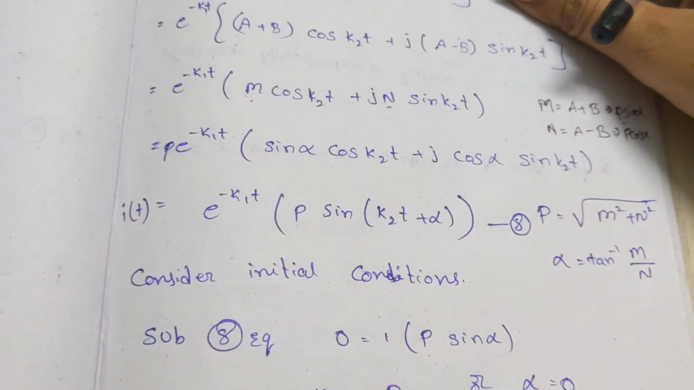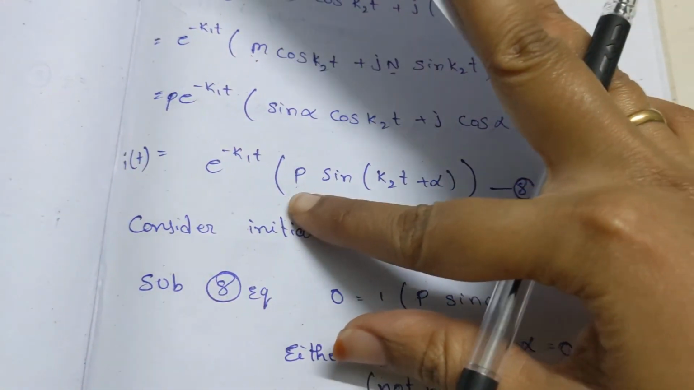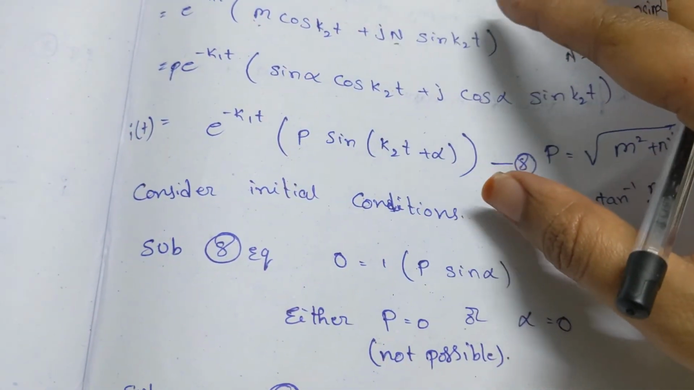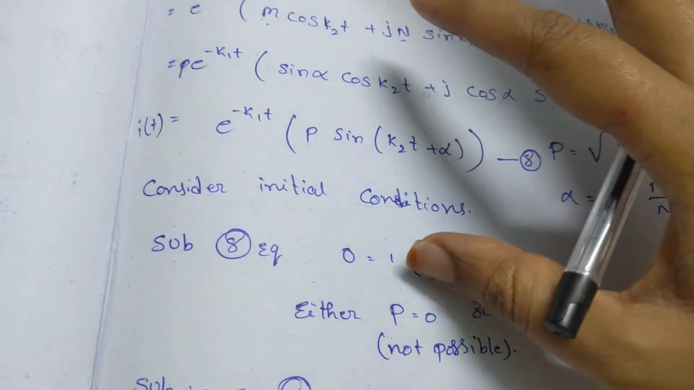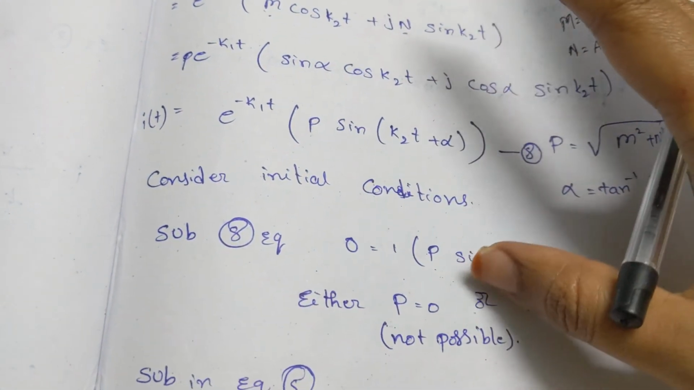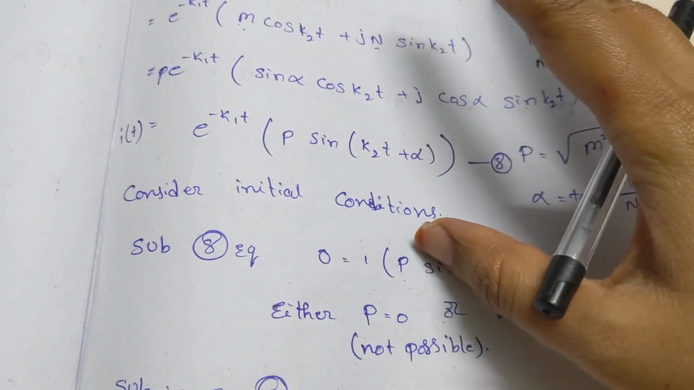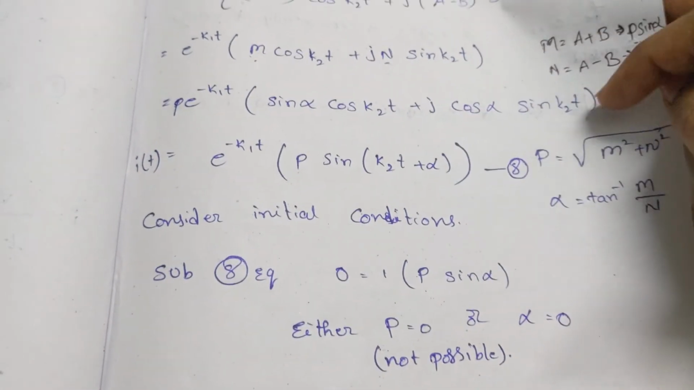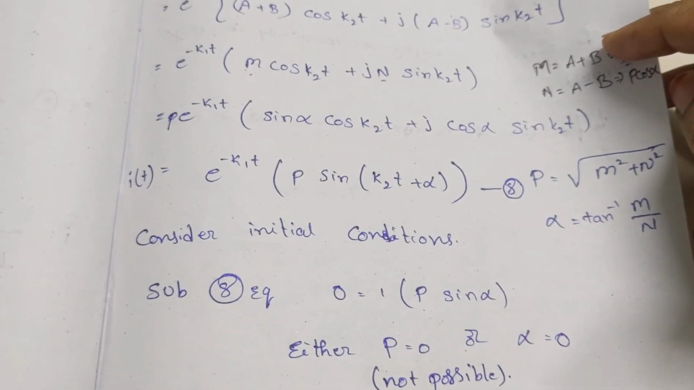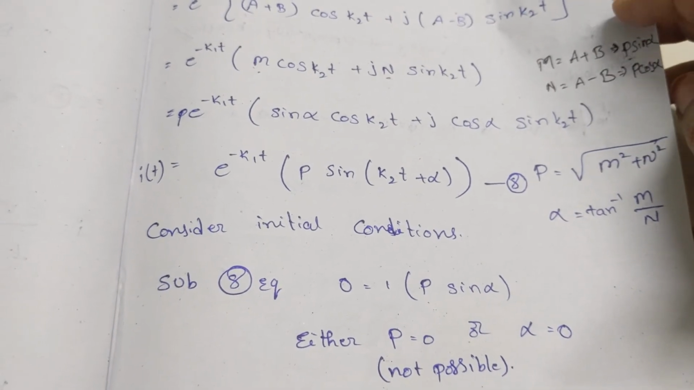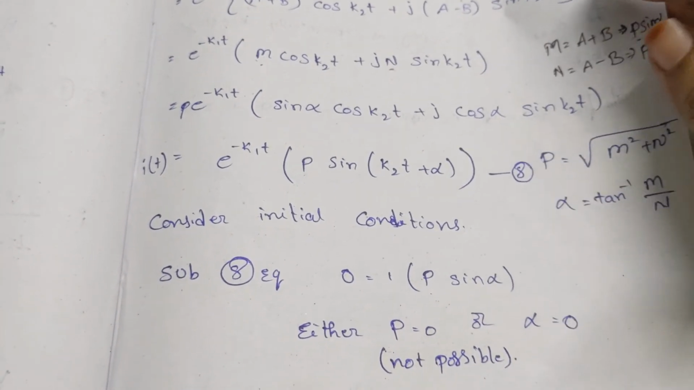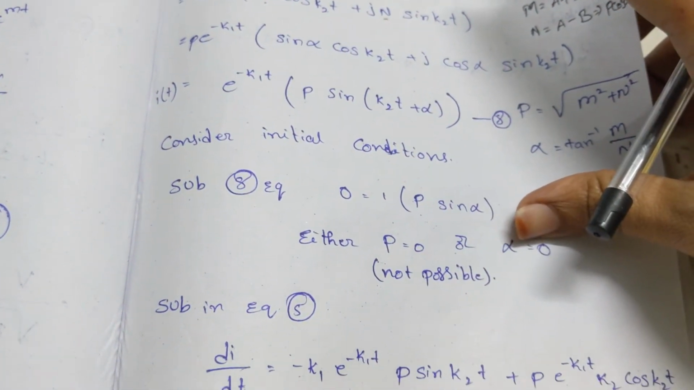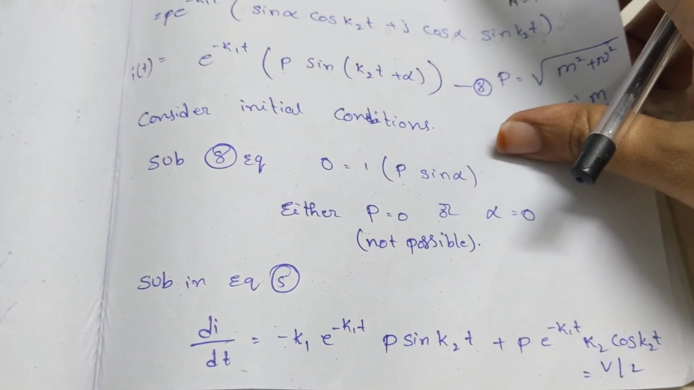Now we are supposed to find out what the constants p and k2 will be. By using the initial conditions, when you replace with t equals 0, we have two possibilities: either p should be 0 or alpha should be 0. P can't be 0, because if p equals 0, then a plus b equals 0, and a plus b or a minus b equal to 0 is not at all possible. So p equals 0 is not possible. The other condition is that alpha should be equal to 0.